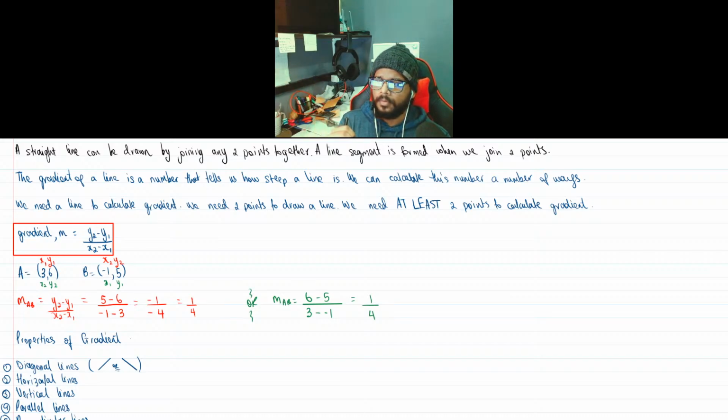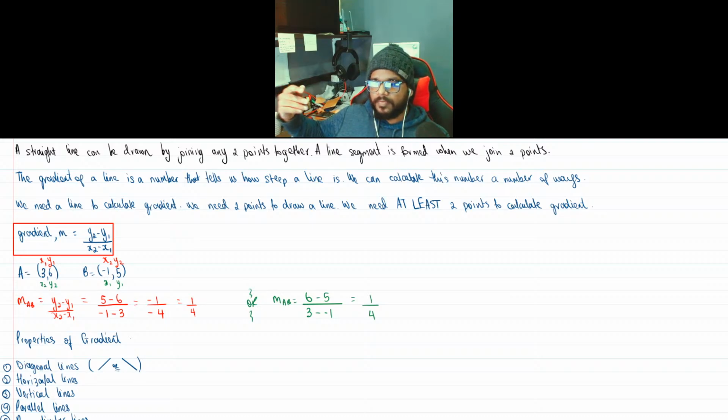It doesn't matter. So the gradient of AB, in this case now, y2 is 6 and y1 is 5. x2 is 3 and x1 is minus 1. And this is where you have to be a little bit careful. The formula states x2 take away x1. So use x2, the takeaway, and this whole thing here is x1. So you just have to be very careful when you label any points and put them in the equation. Extremely important. And we get back a quarter as the answer.